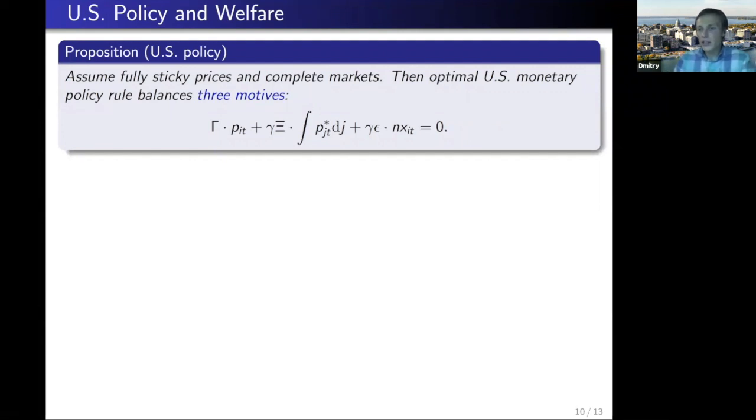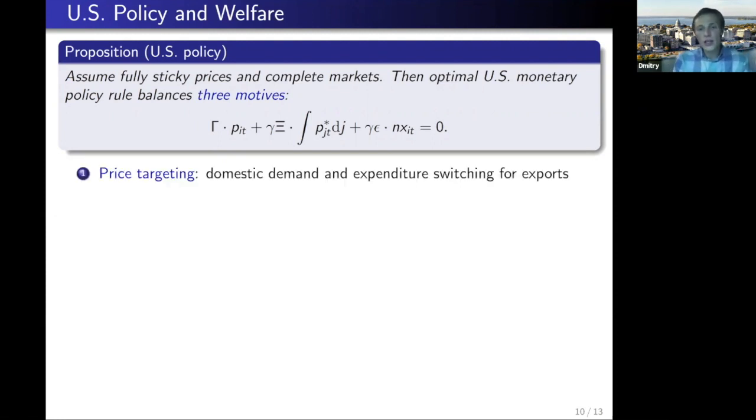It turns out that in a more general setup without complete markets and sticky prices, you can still get exactly the same three motives, but then the optimal policy is described by a complicated system of dynamic equations. So it's much harder to see the economic intuition. So what are these three motives? Well, the first one is exactly the same as we had for other countries. The monetary authorities still want to stabilize local demand, so they still want to target domestic prices.